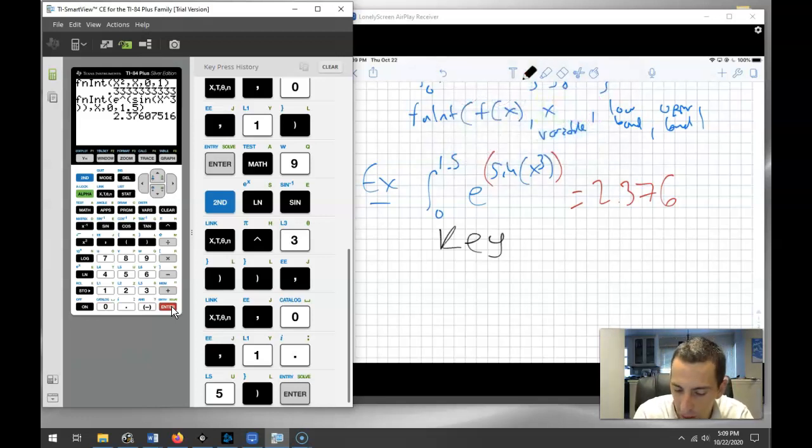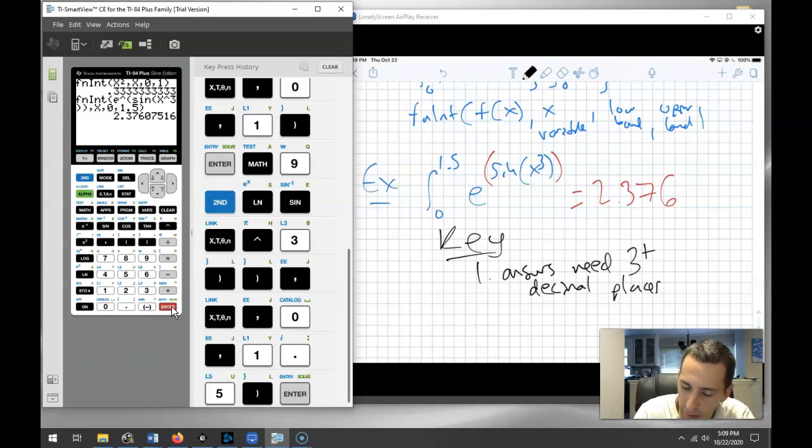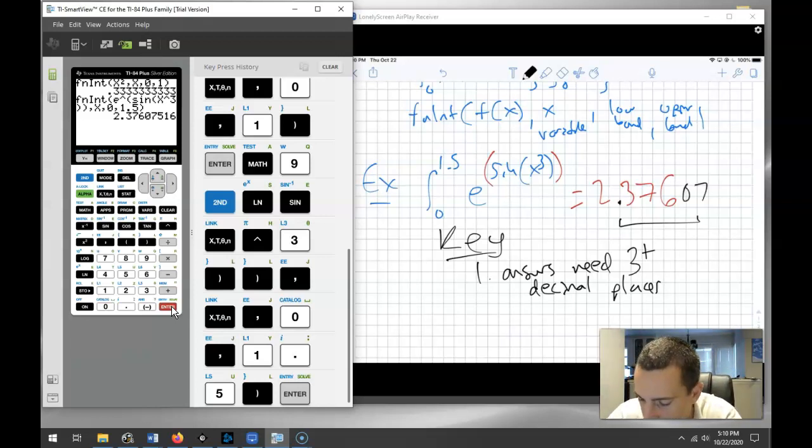I wanted to mention two things about your answers, and these are important for the AP test. These are both key. First off, your answers need 3 or more decimal places. It's not a significant figures thing. Whatever you have before doesn't matter. You just need at least 3 numbers after the decimal. You can always write more. It's never a bad idea to write a couple extra. But if you don't have at least 3, you will be marked wrong.